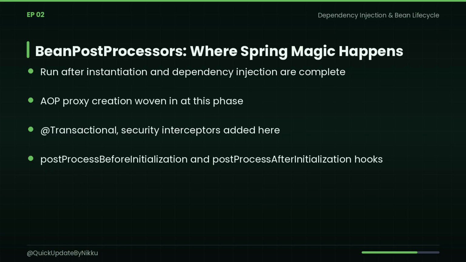Bean post-processors are the extension point responsible for the majority of Spring's declarative features. When you annotate a method with @Transactional, no bytecode is rewritten at compile time. Instead, a bean post-processor detects that annotation at startup and wraps the bean in a proxy that intercepts calls. The same mechanism powers Spring Security method-level annotations and Spring AOP aspects. Your bean class stays untouched, only the reference stored in the singleton cache changes.